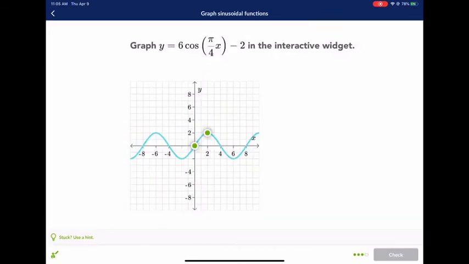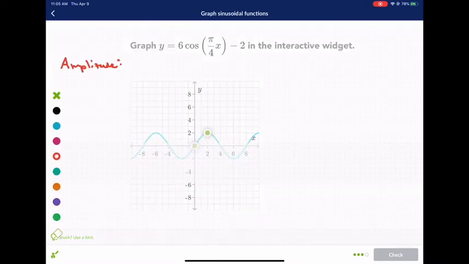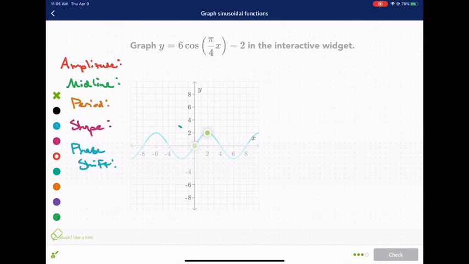All right, then the last problem, let's do the same thing. Let's get the amplitude, midline, period, shape, and phase shift. Amplitude 6, midline is -2. Period is going to be that formula 2 pi divided by b, where b is pi over 4. That gives me 8. And my shape is cosine or sine. This is cosine, right? And the phase shift is the plus c after the x. Am I adding anything after the x? Nope. So there's no phase shift left or right.